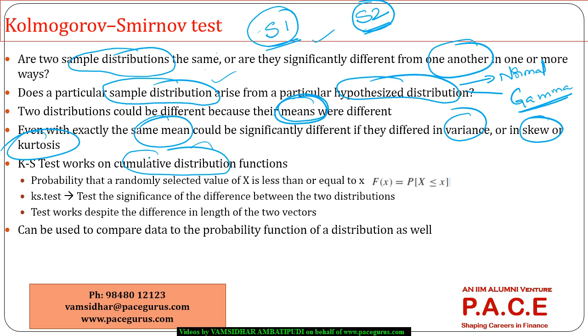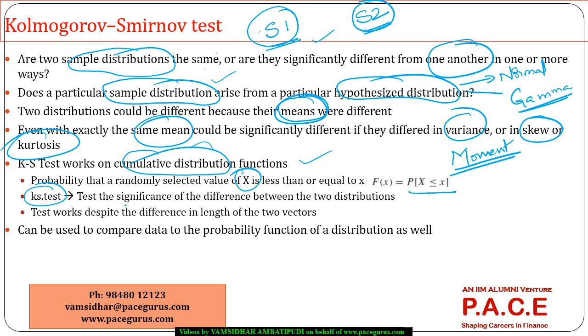Now, this Kolmogorov-Smirnov test helps me in doing that kind of work. It works on the cumulative distribution functions. It does not work at the moment level, where we are talking of mean, variance, etc. It is based on the overall cumulative distribution function. By definition, the cumulative distribution function is the probability that a randomly selected value of X is less than or equal to x. So F(x) is the probability of X less than or equal to x. This is the target for a Kolmogorov-Smirnov test.